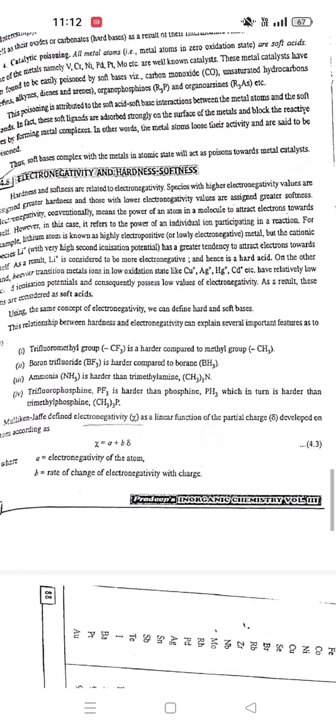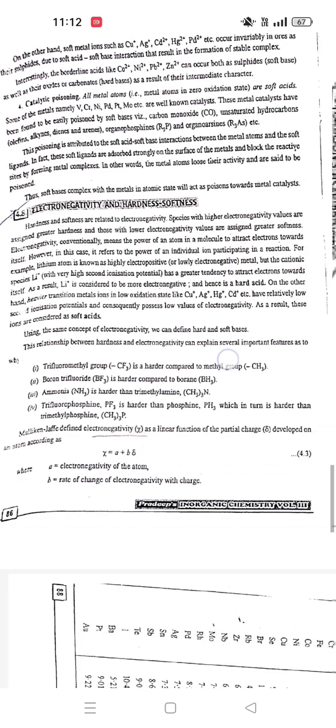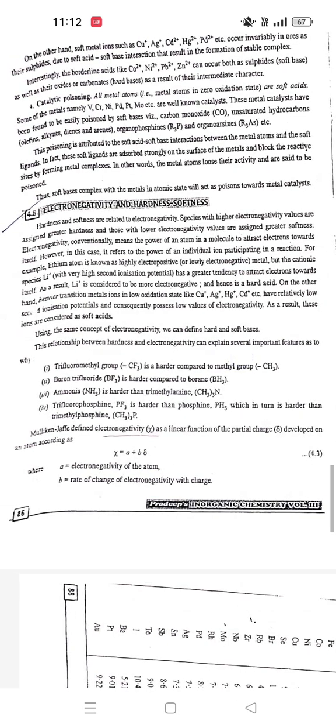Electronegativity and hardness and softness. Hardness and softness are related to electronegativity. Species with higher electronegativity values are assigned greater hardness, and those with lower electronegativity values are assigned greater softness. Electronegativity conventionally means the power of an atom in a molecule to attract electrons towards itself. However, in this case, it refers to the power of an individual ion participating in a reaction.